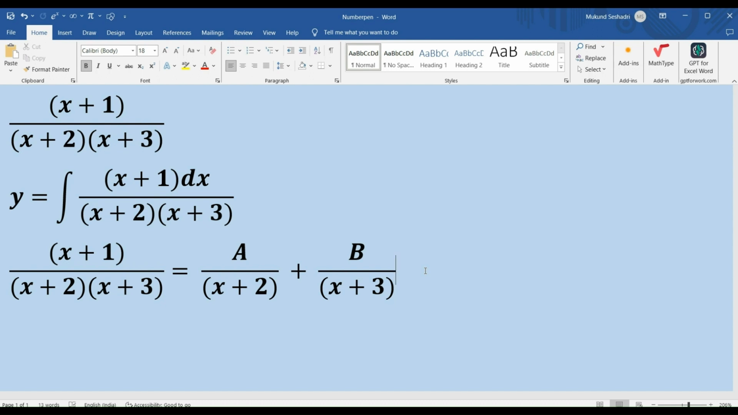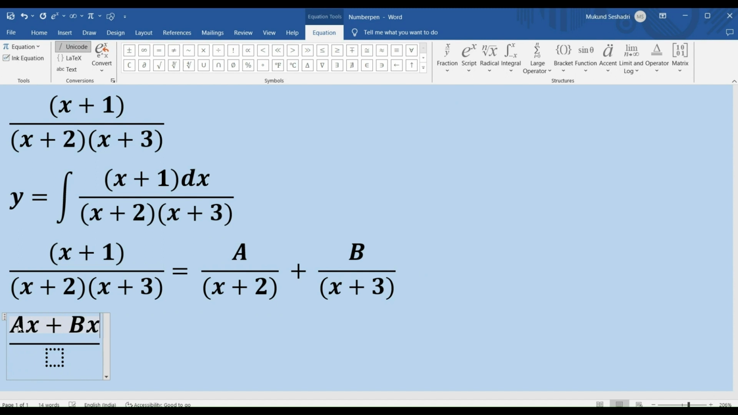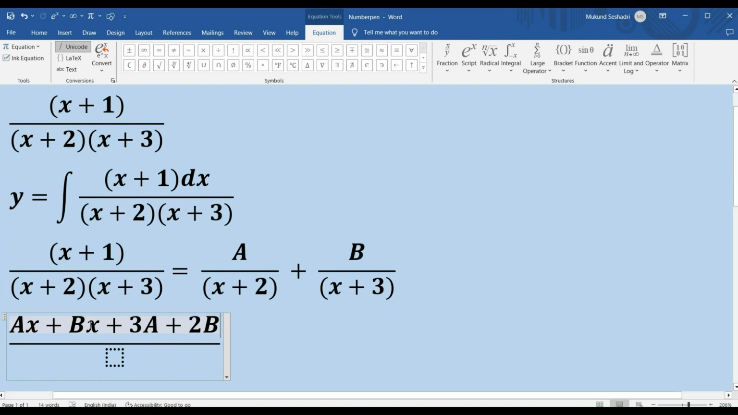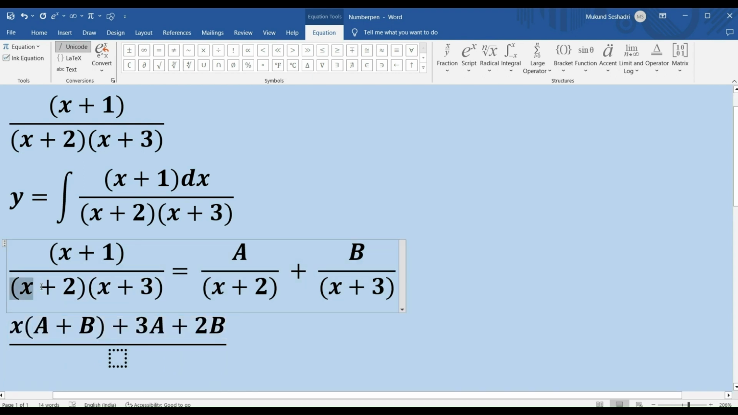So I do cross multiplication of the given expression, and what do I get? Let's write down our numerator. My numerator becomes ax plus bx plus 3a plus 2b, right? I hope you folks are with me. I multiply a with (x plus 3) and I multiply b with (x plus 2) and I rearrange this expression. I know that I can rewrite my ax plus bx as x times (a plus b), and then I have my denominator as (x plus 2) into (x plus 3), right?